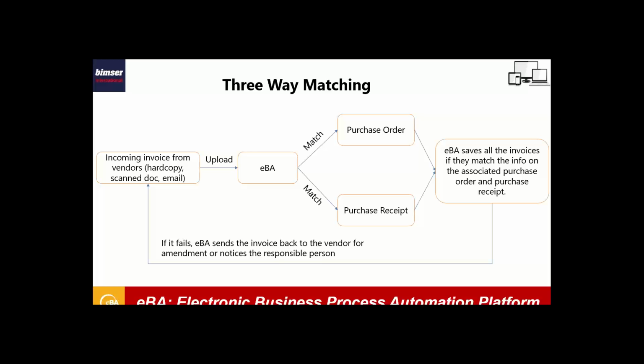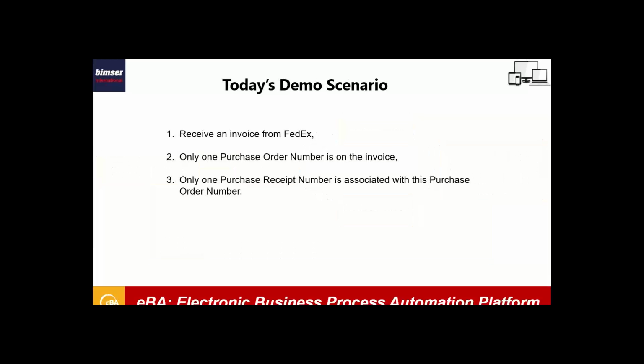If there is any mismatch between these three documents, which means between the invoice, purchase order, and purchase receipt, then based upon your preference and the actual operations, we will notify the responsible person or send this vendor invoice back to our vendor for any amendment. In a nutshell, this is how it works for our application powered by EBA.